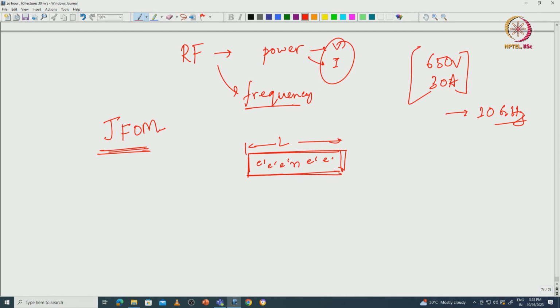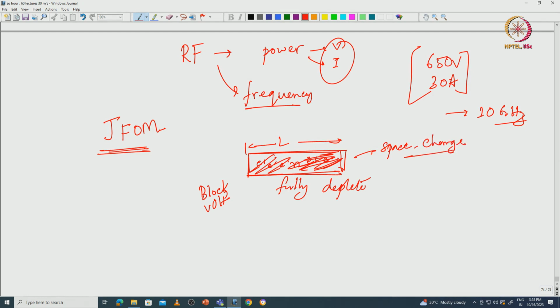And when you want to block the voltage, you fully deplete this part. Suppose you can fully deplete it, which means it is devoid of carriers. When you fully deplete it, we call it a space charge region, a completely depleted region. So what is typically the breakdown voltage you are getting here?